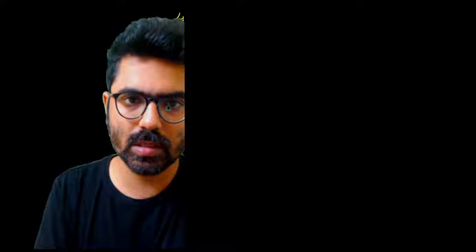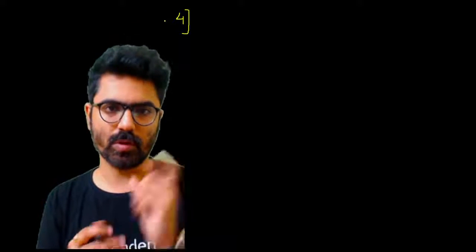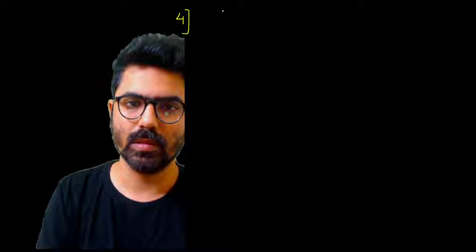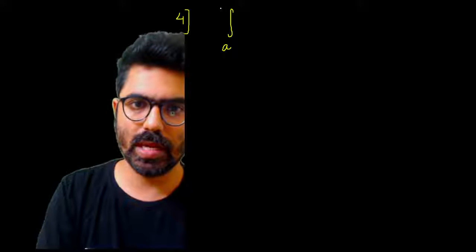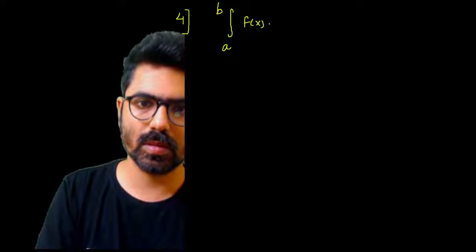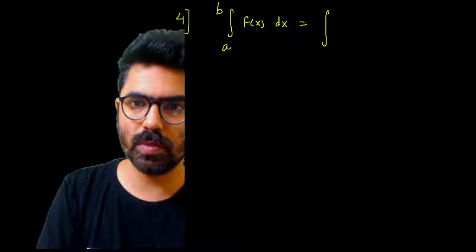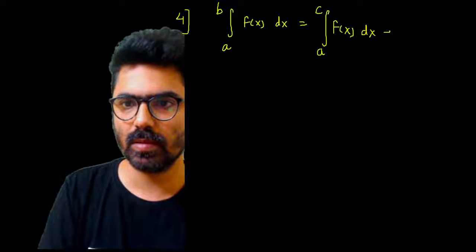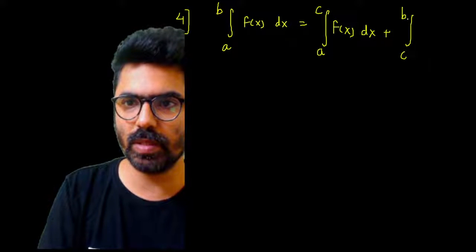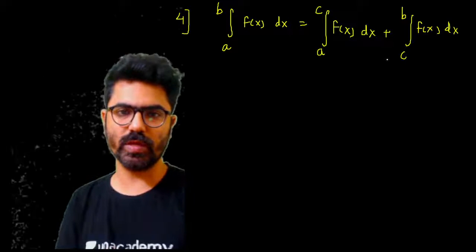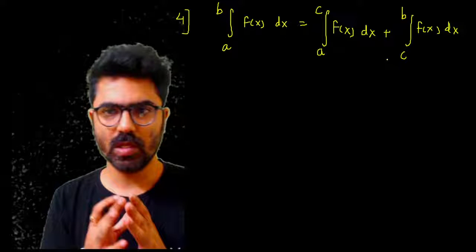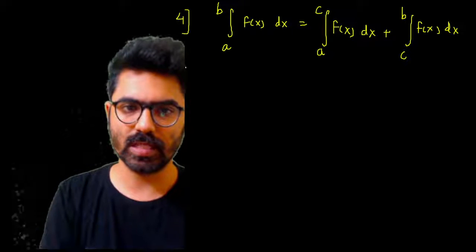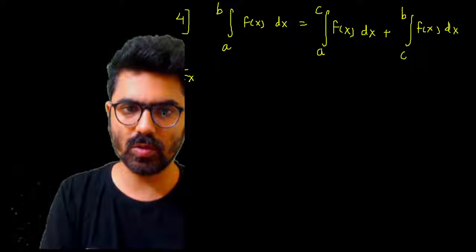Let's add a few more properties, and from here we'll take questions on each property. See, a to b f of x dx, you can split any particular integration at a point c: a to c f of x dx plus c to b f of x dx. This property is mostly used when the function changes its behavior within the interval a to b. For example, I'll take 2 to 3 examples based on this property.